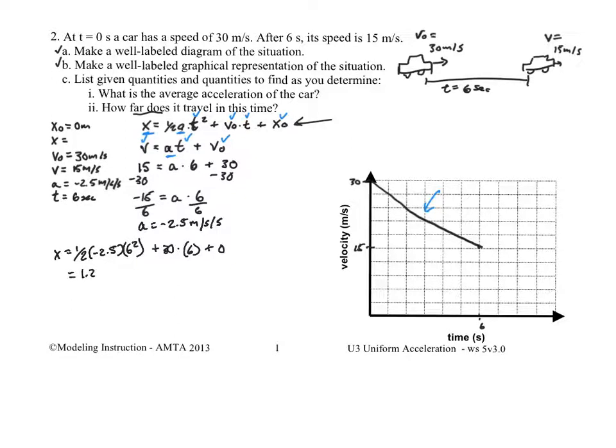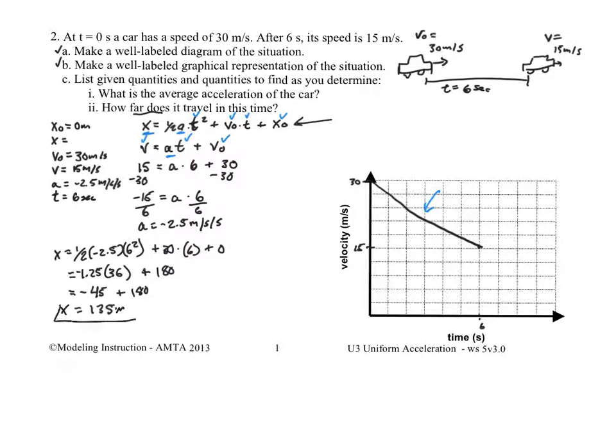So negative 1.25 times 36. That's half of negative 2.5 and 6 squared. Plus 30 times 6 is 180. So negative 1.25 times 36 is negative 45, plus 180 is 135 meters. And that is how far I think the car has gone.